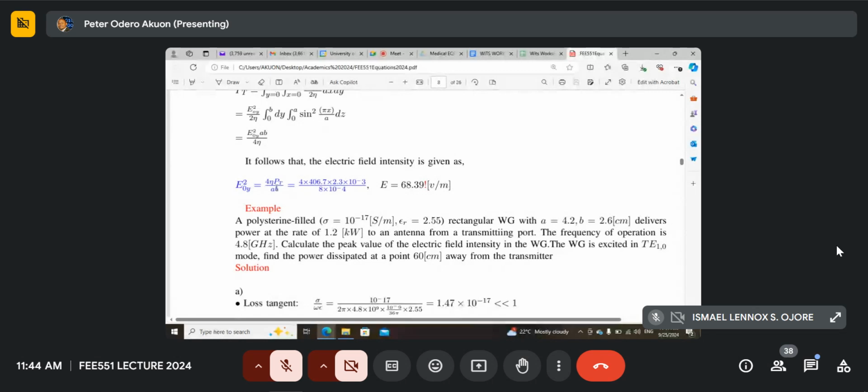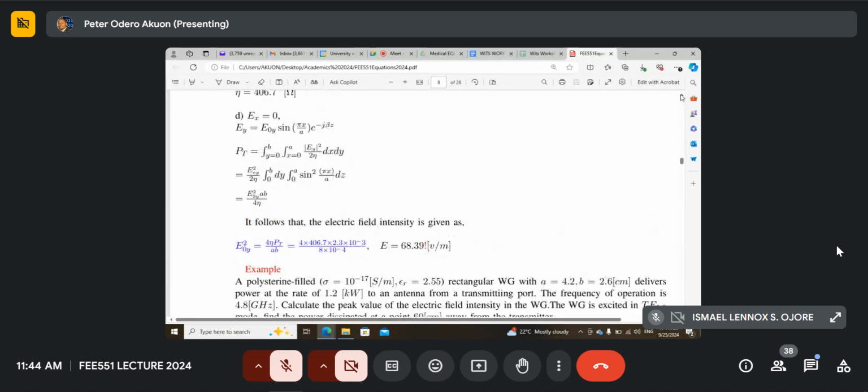I hope it's clear. For a given power, we don't know E naught. We have A and B, and we can calculate eta for TE mode. Now we can do the same for TM and see what you get. TM dominant mode, TM11. It's going to be a bit complicated, but not much, because it's just the sum. You will have to sum the integrals.